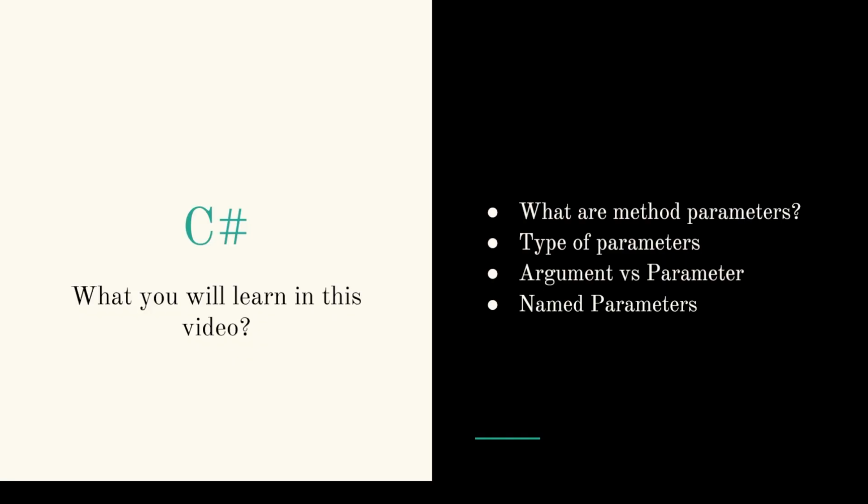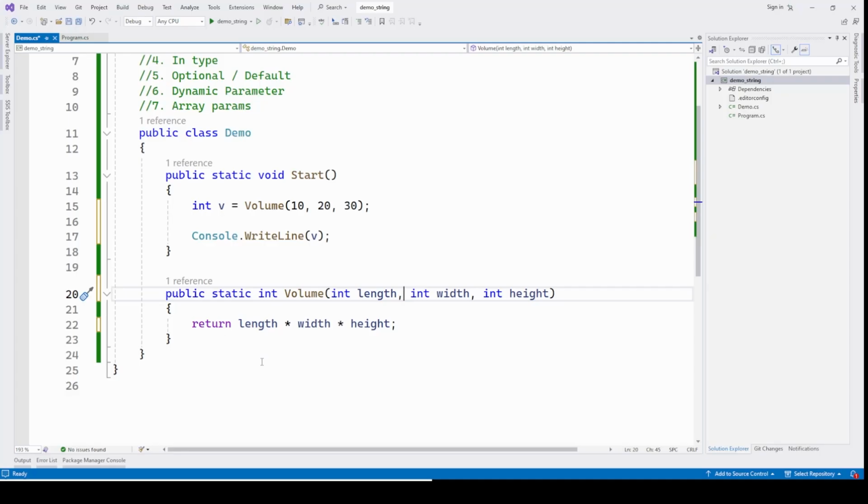Okay guys, now let's understand the difference between an argument and a parameter. If you notice here, I have a method with the name volume, and I am passing 3 parameters to it: length, width, and height. And I'm calling my method at line number 15, and I'm passing the arguments 10, 20, and 30. So guys, the 10, 20, and 30 are known as arguments, and the int length, width, and height are known as the parameters. So these are the parameters, and for these parameters we are passing these arguments. So guys, this is the basic difference between an argument and parameter.